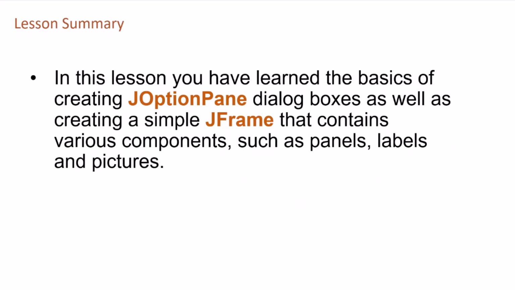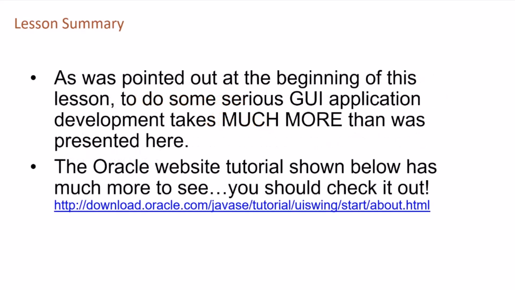Summary. In this lesson, you have learned the basics of creating JOptionPane dialog boxes, as well as creating a simple JFrame that contains various components, such as panels, labels, and pictures. As was pointed out at the beginning of this lesson, to do some serious GUI application development takes much more than was presented here. The Oracle website tutorial shown below has much more to see. You should check it out.